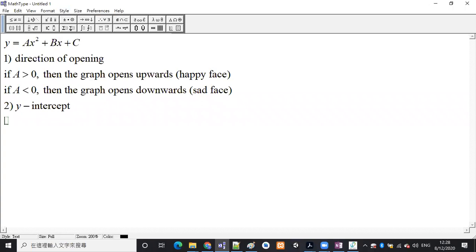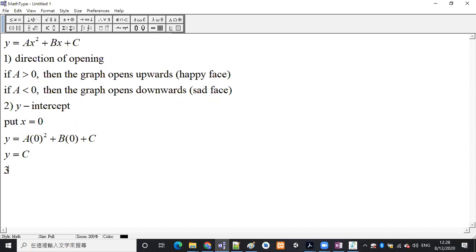Okay, how to find the y-intercept? You need to put x equals 0 and then calculate the value of y. Y is just equal to a times 0 square plus b times 0 plus c, or just equal to c. Okay, so the y-intercept is just equal to c.